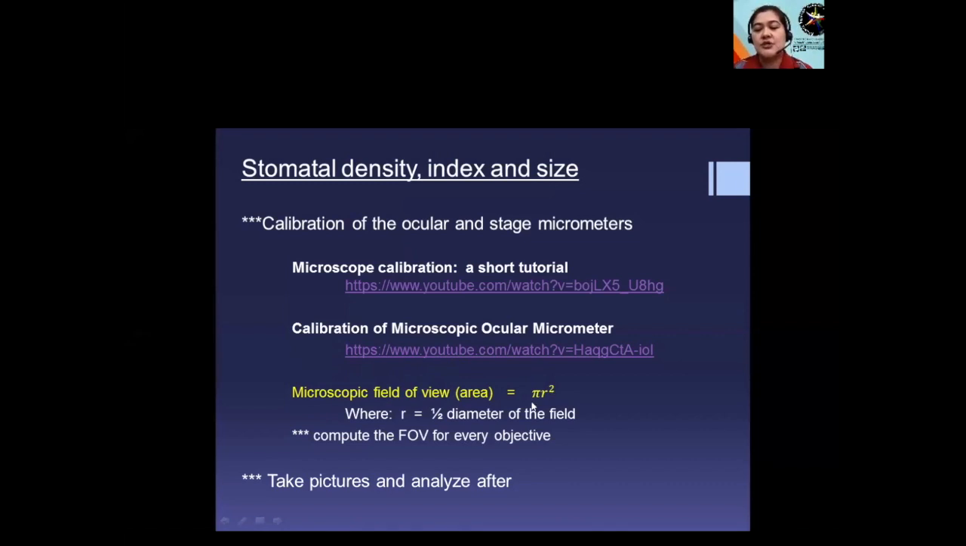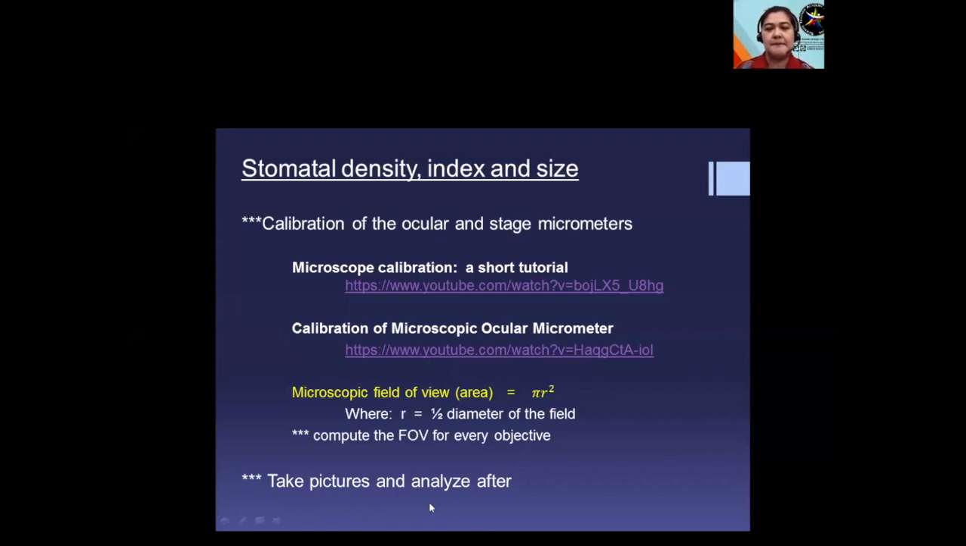Okay? So, saan tayo kukuha ng diameter of the field? Pag na-calibrate na natin ang ocular at saka ang stage micrometer natin, that's the time that you measure the field of view. So, dulo hanggang sa kabilang dulo, you measure that, and that would be the diameter of your field. Divide that into 2, then you get the radius. Take note, you take pictures and analyze after.